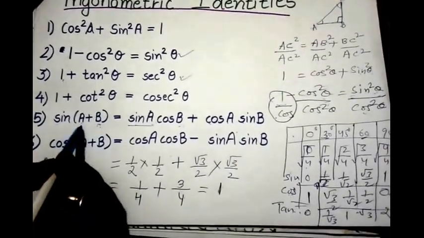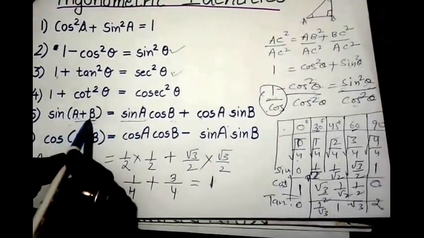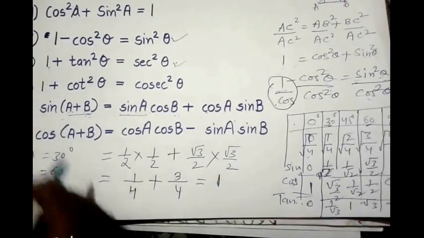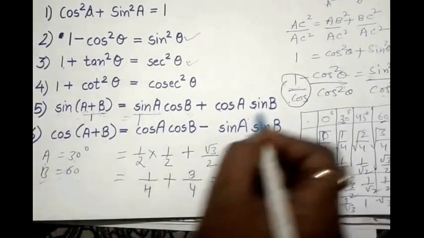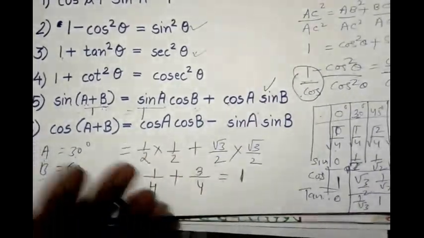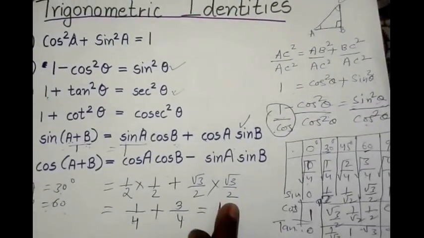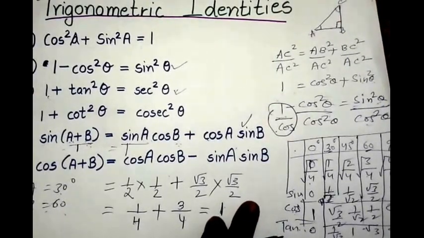Or you can take it this way also: sin 30 plus 60 is sin 90, and sin 90 is 1. So on the left hand side it is 1, and on the right hand side it is 1. So this identity is also true. This is what we wanted to find out here: how the trigonometric identities are proved. This is the easy way to understand trigonometric identities.